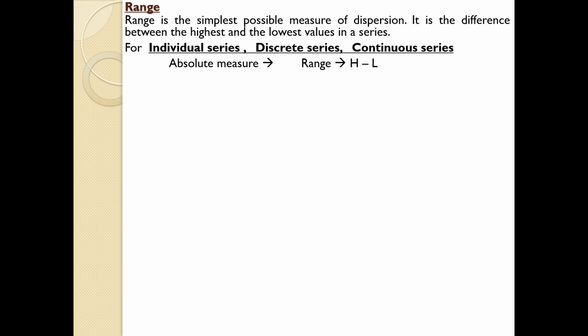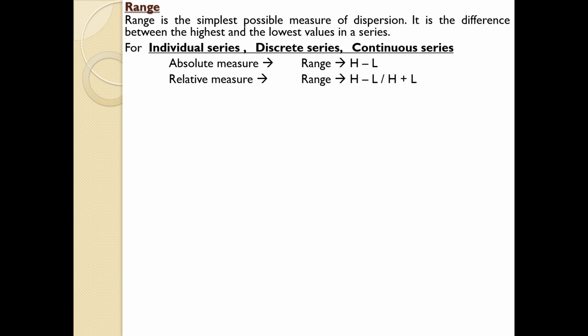So, next one, relative measure, the equation is quite different. The coefficient of range is highest minus lowest divided by highest plus lowest. So why is there a difference regarding absolute? There will always be a difference between absolute and relative measure. The thing is, range is calculated on the basis of highest and lowest values in almost all purposes.